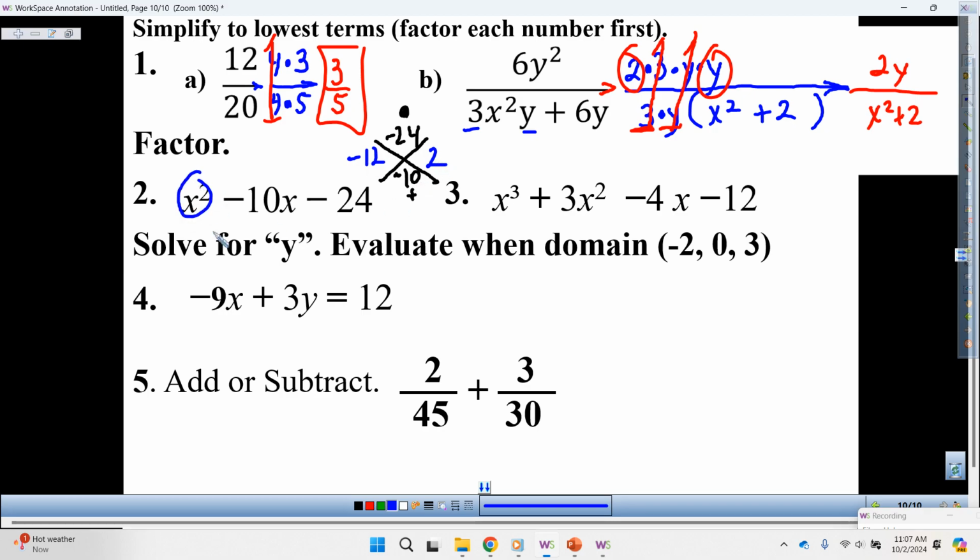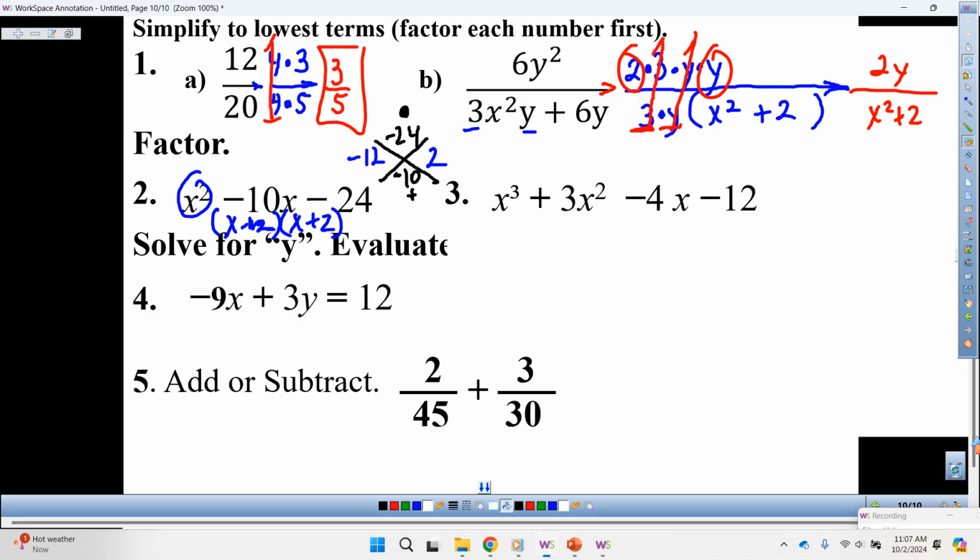So, since this is x and x, we have x minus 12 and x plus 2. So far, so good, yes? Yes. All right, let's go to number 3. Let me make some space here.